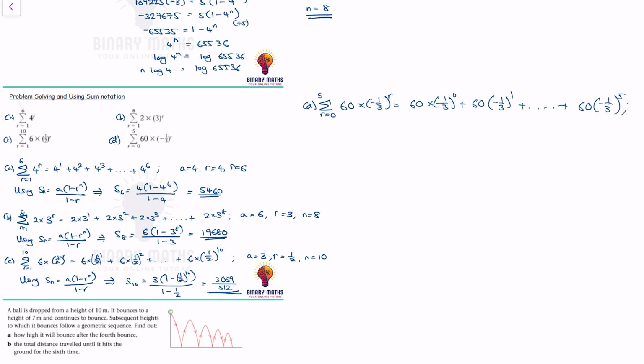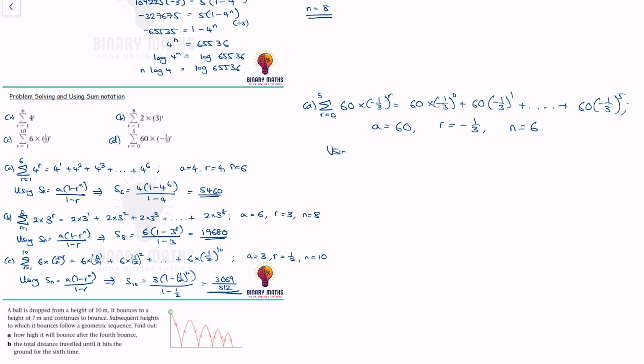So in this case, I've got a is equal to 60 times 1, which is 60. My r is equal to minus a third. And my n, be very careful with n. I'm starting from 0 all the way up to 5. So I've got 0, 1, 2, 3, 4, 5. So that's 6 terms. So just be very careful with that. n is equal to 6.